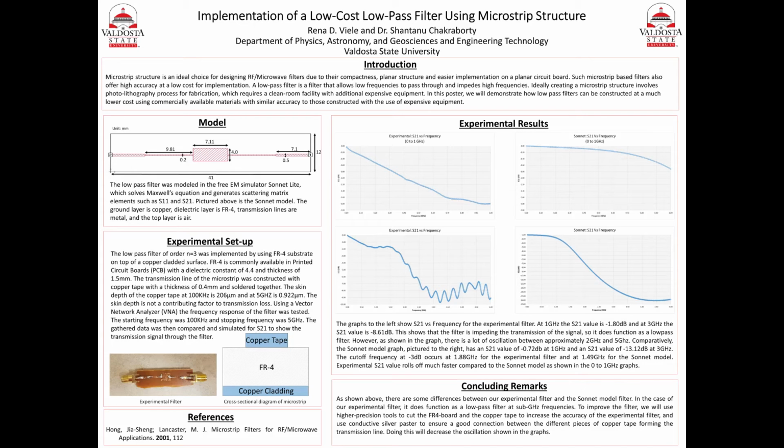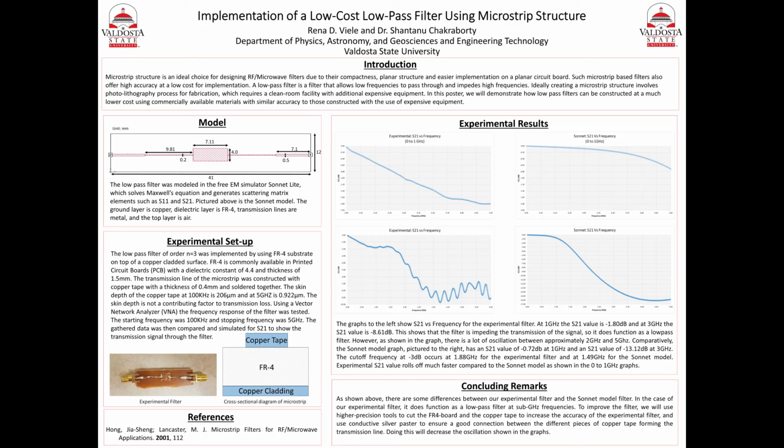The cutoff frequency at negative 3 decibel occurs at 1.88 GHz for the experimental filter and at 1.49 GHz for the Sonnet model. To conclude, my experimental filter does function as a low-pass filter at sub-gigahertz frequencies.